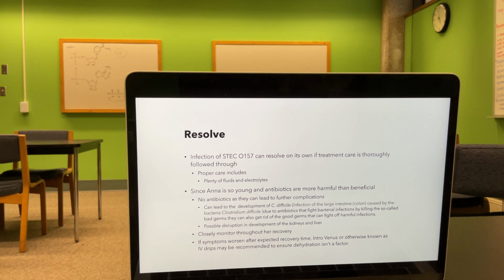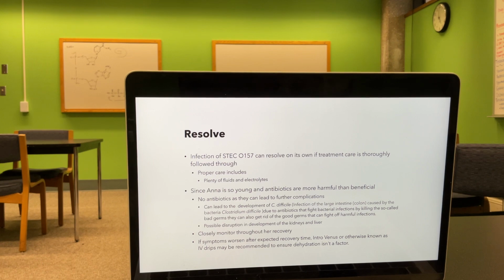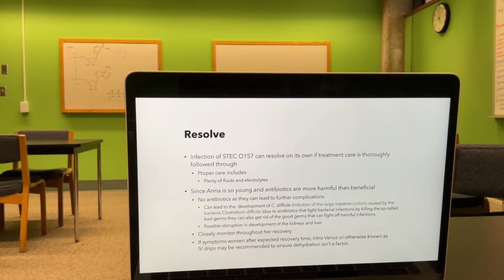This can lead to the development of C. difficile, which is the infection of the large intestine or the colon caused by the bacteria Clostridium difficile. This is due to antibiotics that fight bacterial infections by killing off the so-called bad germs. They can also get rid of the good germs that can fight off harmful infections, thus leading to C. difficile. Possible disruption in development of the kidneys and liver can also arise.